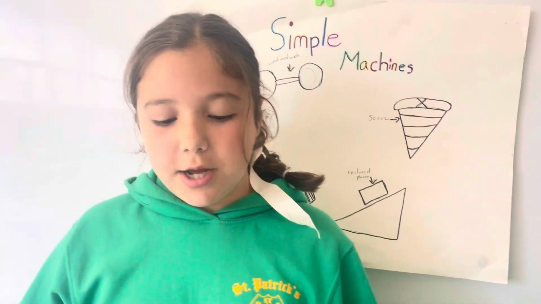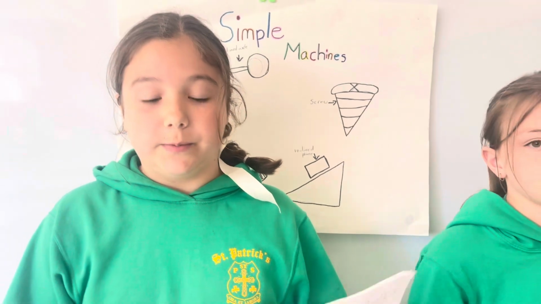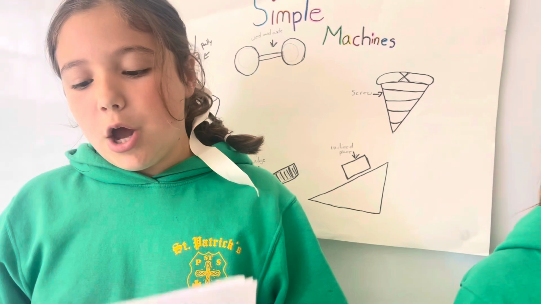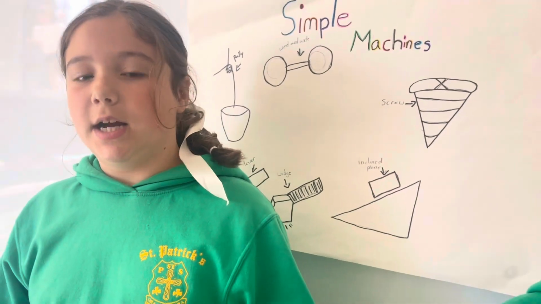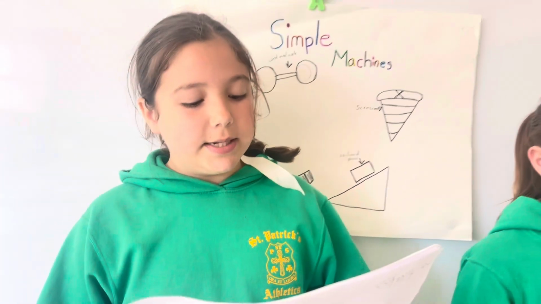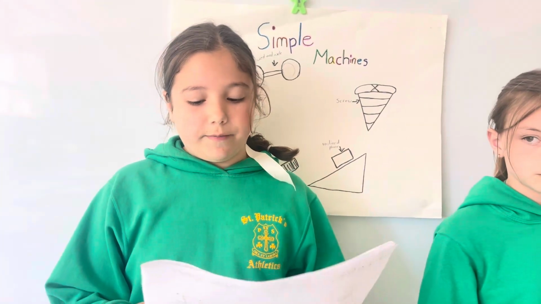Next is a wedge. A wedge is another type of simple machine. A wedge is a triangular shape. When you use a wedge with force, it can cut the object you use it against. A wedge is sharp and can basically cut and or stop an object from moving.